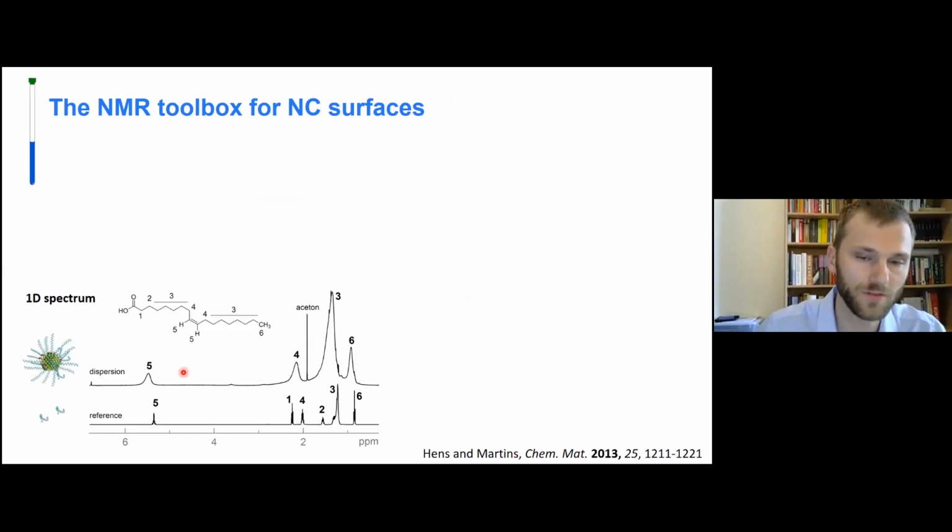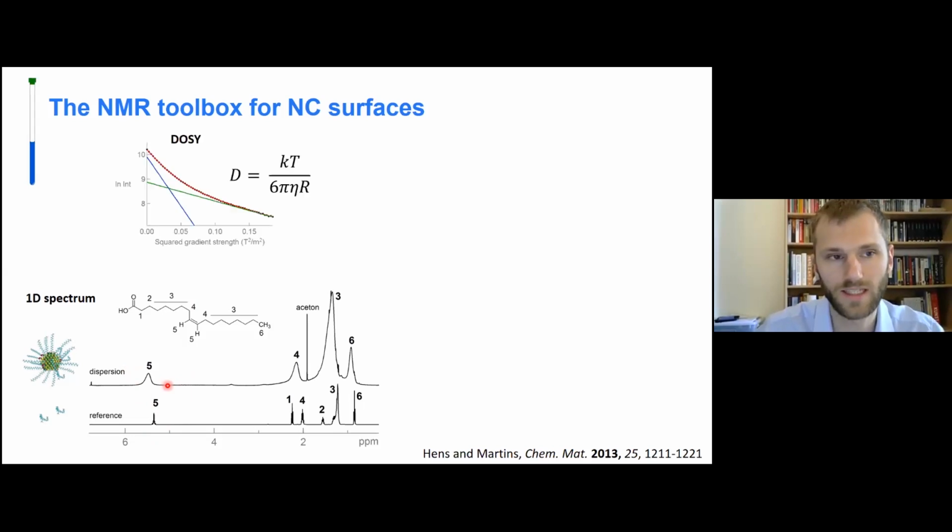And we have a couple of different techniques in NMR. First, there is a very simple 1D, it's the most basic experiment that you can do. But it already tells you something about the bound state of a certain molecule, because free molecules have sharp peaks with fine structure, while bound molecules have broadened resonances. The second NMR technique that we can use is diffusion ordered spectroscopy. And that's because a free ligand diffuses rapidly in solution, while when it's bound to the nanocrystal, then it has to move with the big nanocrystal and it diffuses much more slowly.